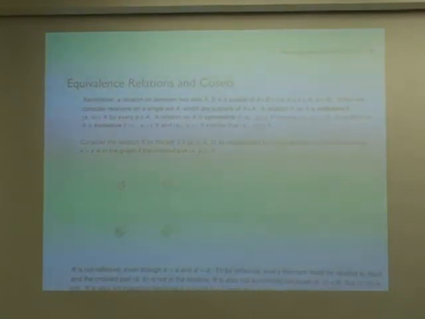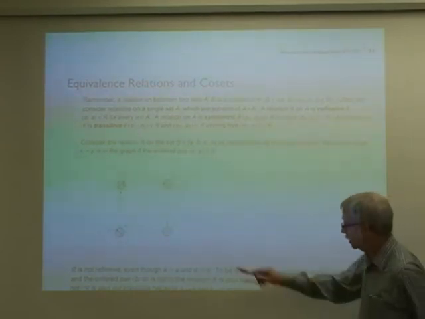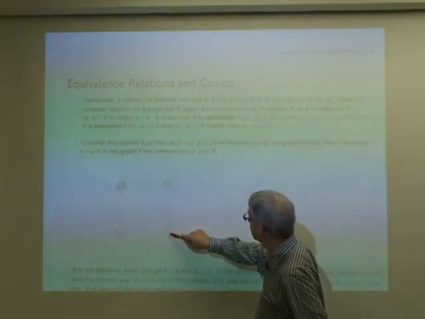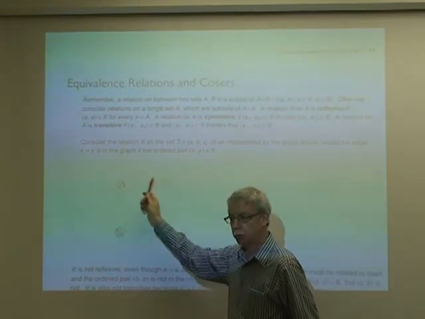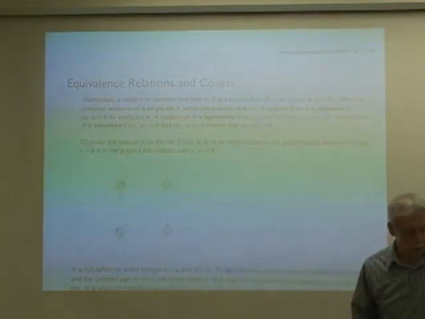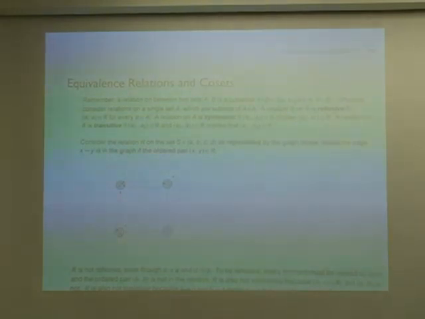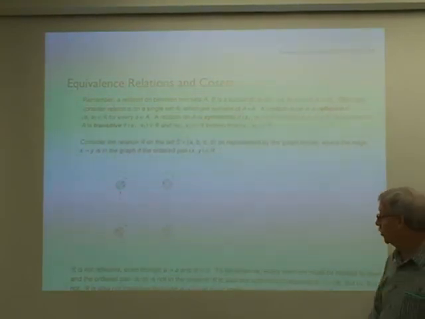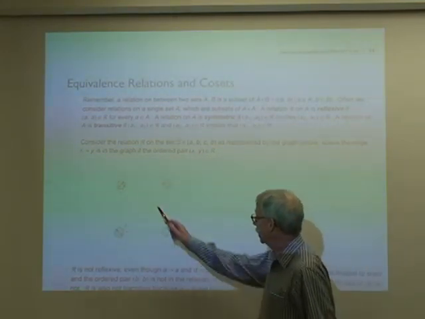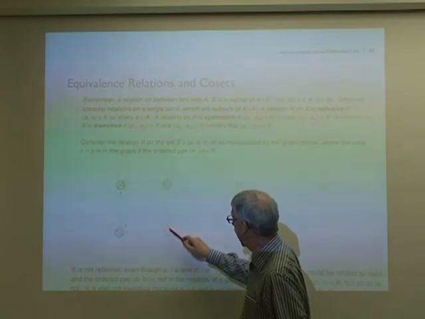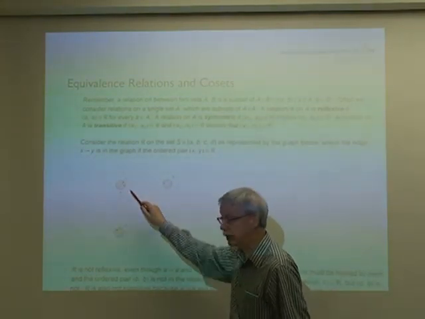Why or why not? B goes to C, but C doesn't go back, or C goes to D and D doesn't go back. I'd have to have loop backs everywhere. So it fails symmetric. Does it pass transitive? No. A goes to B, B goes to C, but C doesn't go to A. I would need a direct connection also.